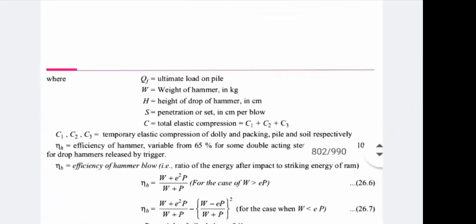W is the weight of hammer, as we have seen. H is the height of hammer in centimeter. S is the penetration of set in centimeter per blow, and C is nothing but the elastic compression. You will need to consider the value of C as C1 plus C2 plus C3. C1, C2, C3 are the temporary elastic compression of the dolly and packing, pile, and soil respectively.